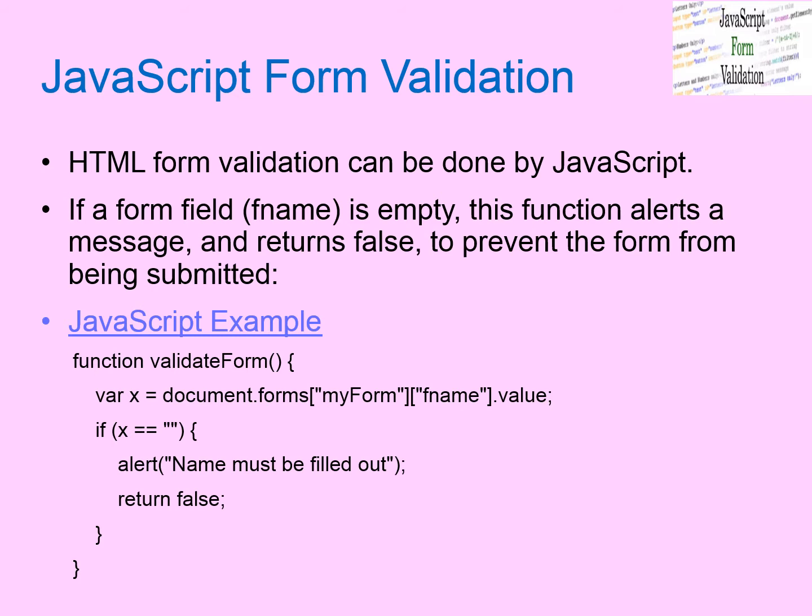So here there is a JavaScript example for doing the validation of the fname field. Actually, fname is a field in a form in the corresponding HTML page. Here the function is function validateForm. So the name of the function is validateForm. It has a variable x. Variable x is equal to document.forms["myForm"]["fname"].value.